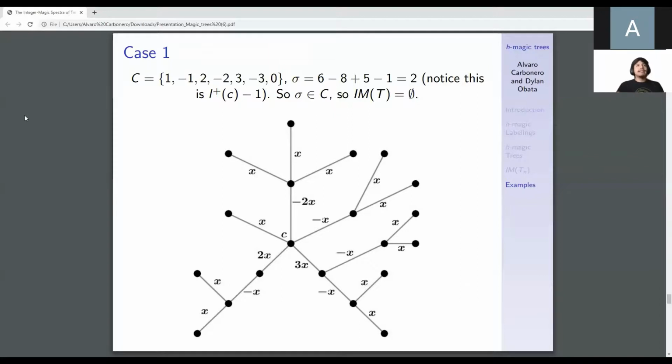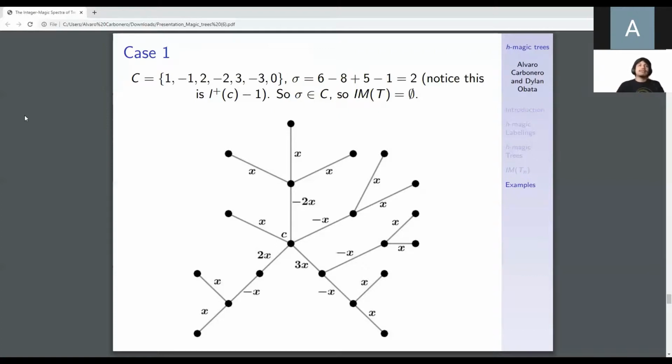And sigma is, again, the labeling that the center would get, -1. So it's 6 minus 8 plus 5 minus 1 equal to 1. Sorry, equal to 2. And as you can see, 2 is in C. So sigma is in C. And by the theorem that we saw before, the first case, that implies that the integral magic spectrum of this tree is the empty set.